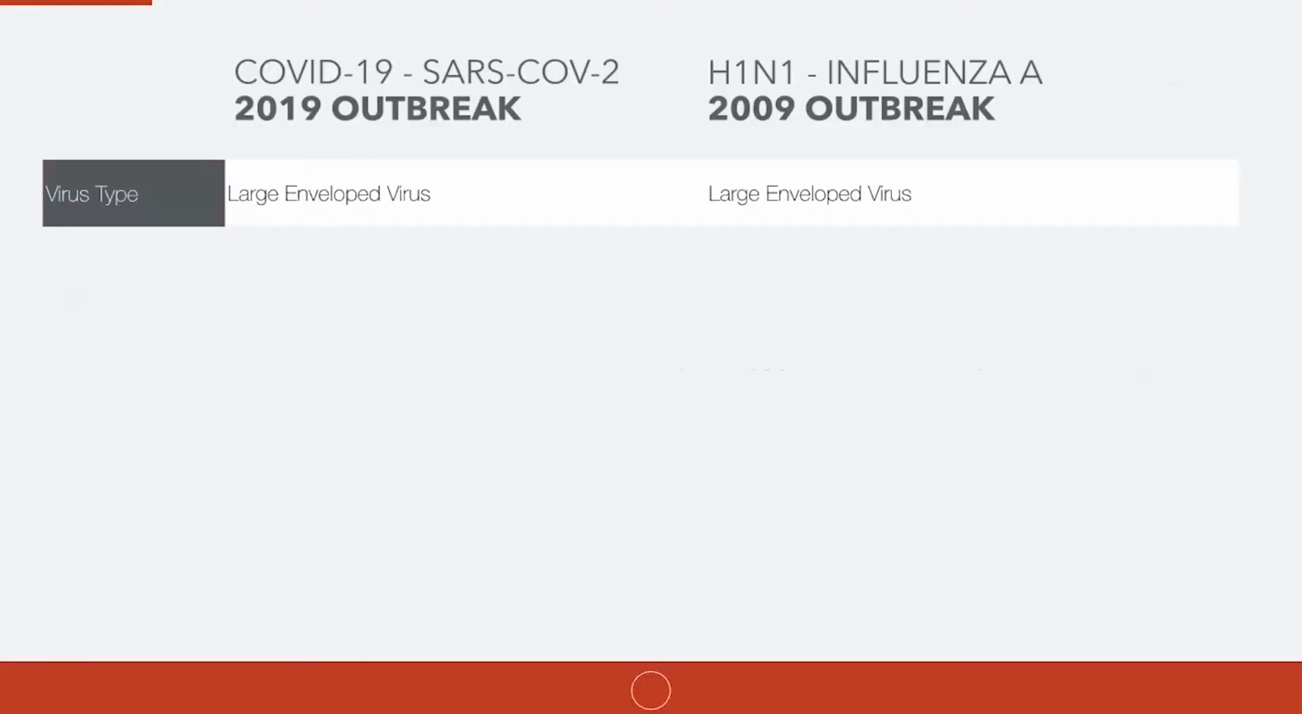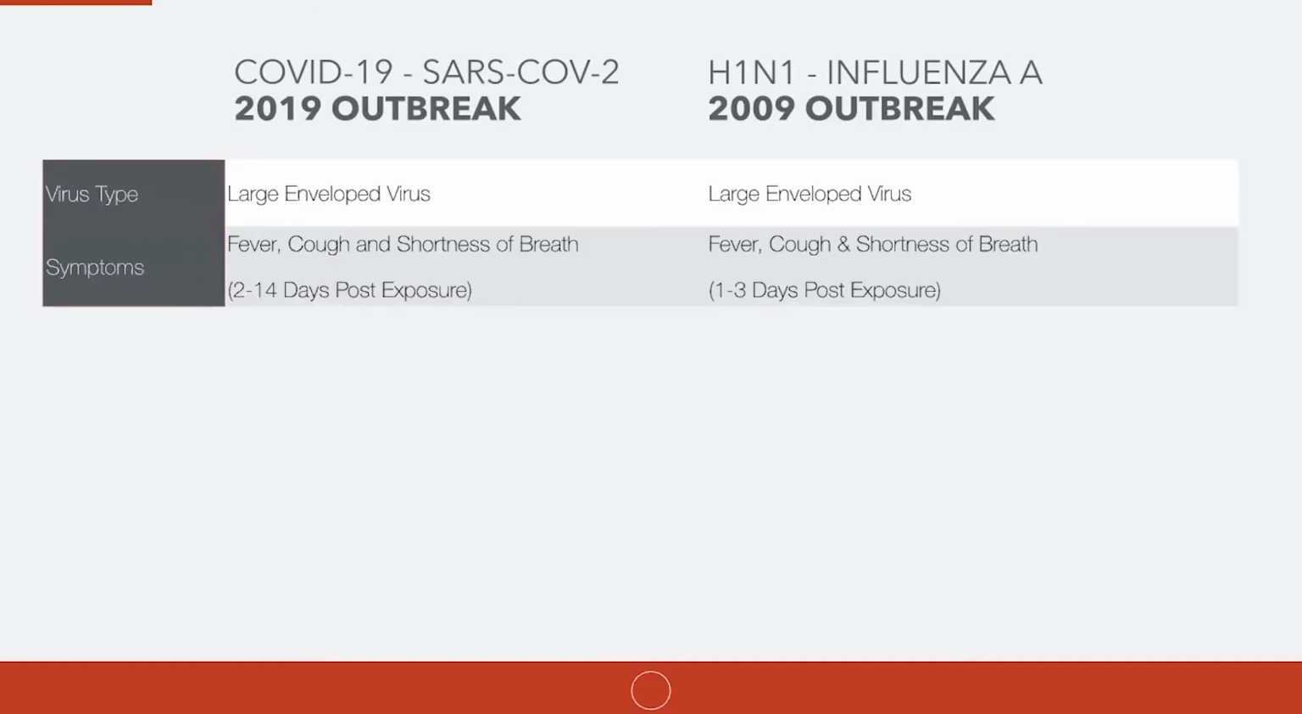In order to put the outbreak into perspective, we wanted to compare it to the most recent rapid outbreak that occurred in the United States, H1N1. In 2009, this virus hit the stage and caused massive disruption and was very dangerous. Both of these viruses are large envelope viruses. They both cause fever, shortness of breath, cough.